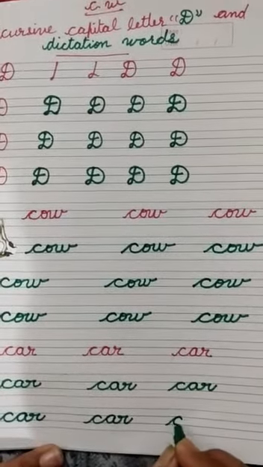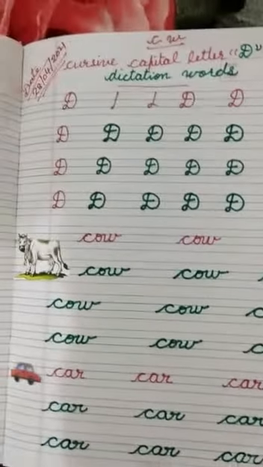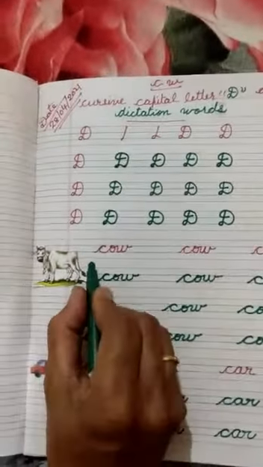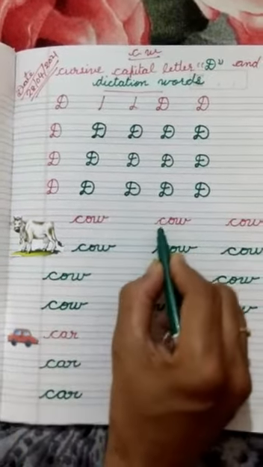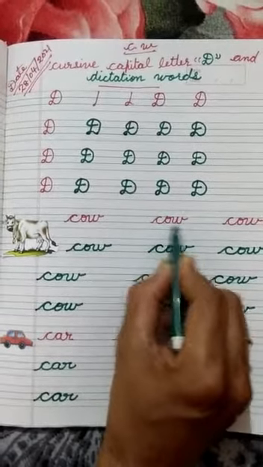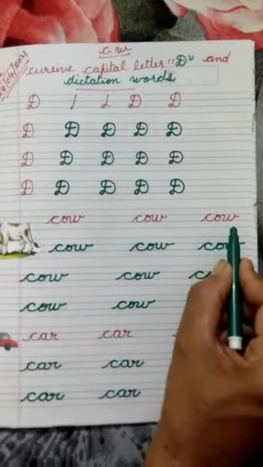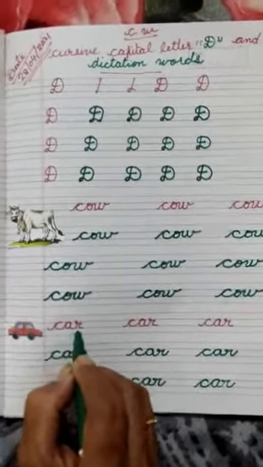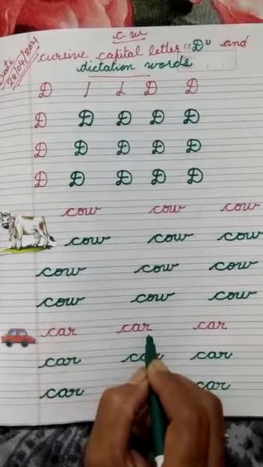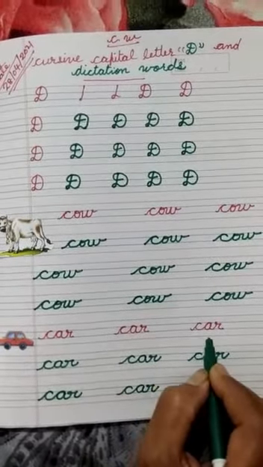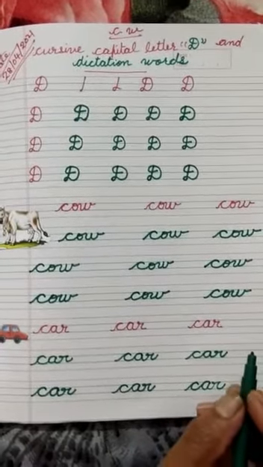C A R, car. Spelling of cow. Children, repeat after me. C O W, cow. C O W, cow. Cow means gaay. C O W, cow. C A R, car. C A R, car. C A R, car. Children, I hope everyone has understood.